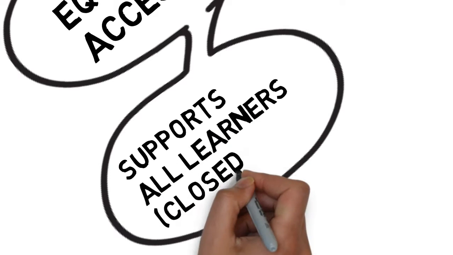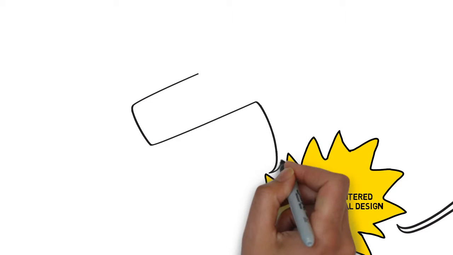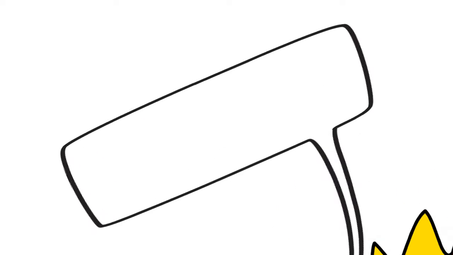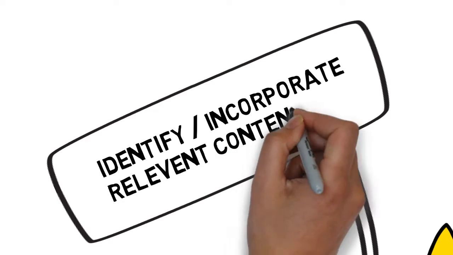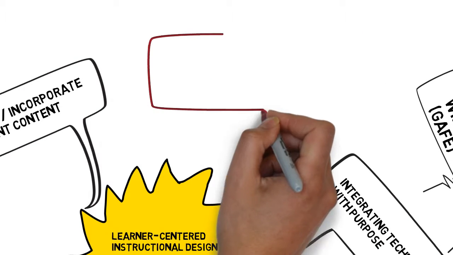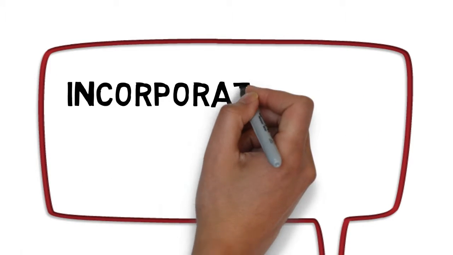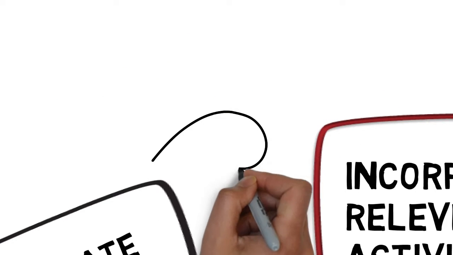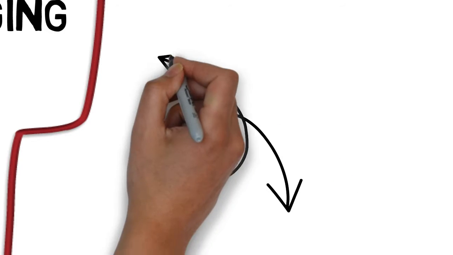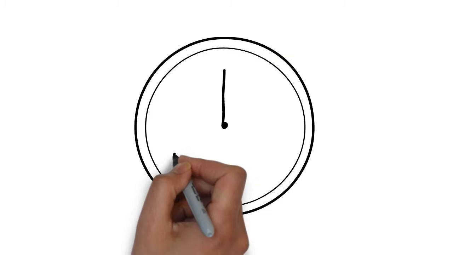We also need to consider support for all learners. So closed captioning is an example of something, but really it's about universal design for access that we're considering because we are technology enabled. We're looking at identifying and incorporating relevant content, of course, to connect to what we're really primarily focused on, which is incorporating relevant and engaging activities. The content is connected to activity, it's chosen with purpose to support activity, and technology enables that activity.